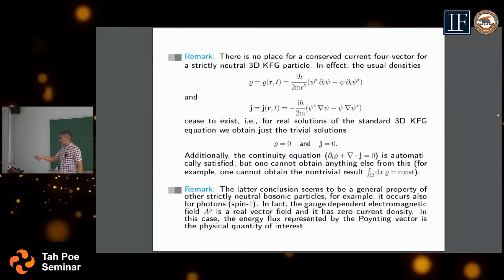For example, in electromagnetism you have the same situation. You use A nu, the field is a real vector field, and the current is 0. That's the reason we use the Poynting vector as the current, related to energy. That's the reason, in fact.